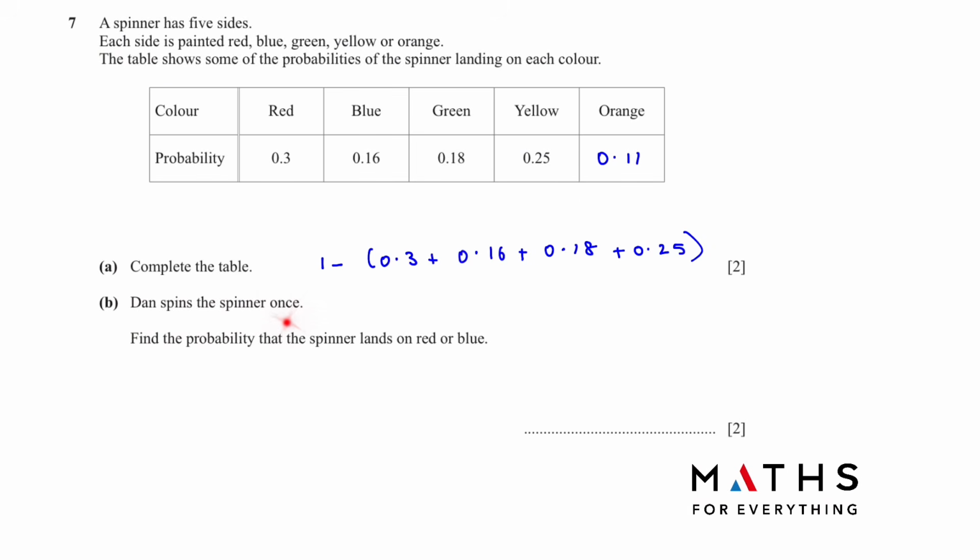Then spins the spinner once. Find the probability that the spinner lands on red or blue. Red or blue means you add them. So 0.3 plus 0.16 is 0.48.